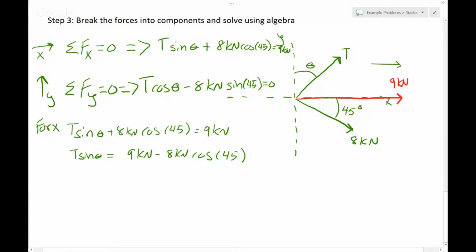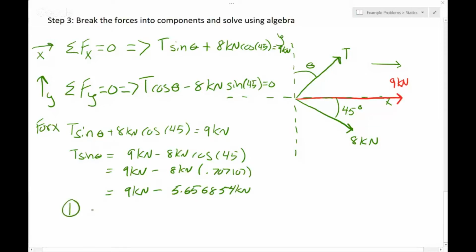And then we can solve for our cosine value and get 9 kilonewtons minus 8 kilonewtons times 0.707107, which reduces down into 9 kilonewtons minus 5.656854 kilonewtons, which results in us getting one equation, which is T sine theta is equal to 3.34145 kilonewtons, which is just the result of evaluating this.